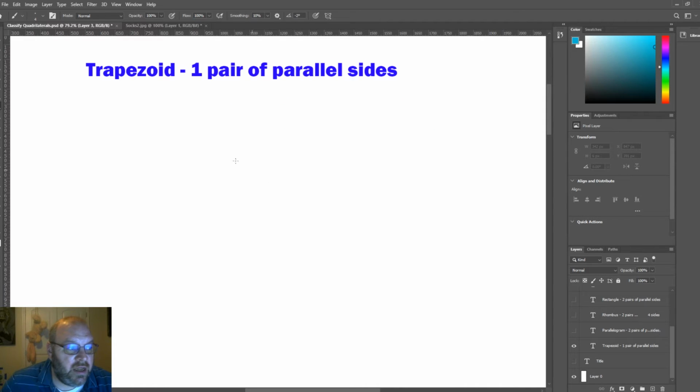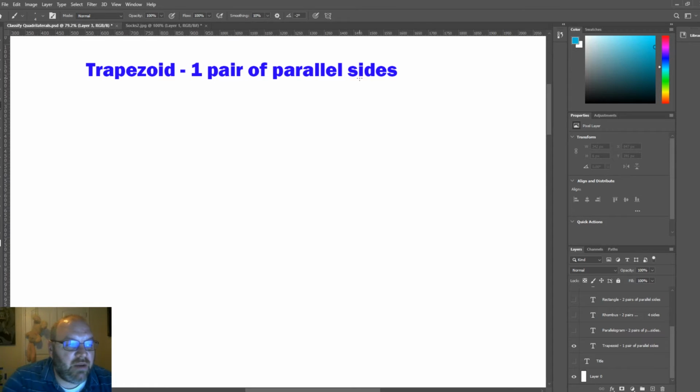We're going to start with a trapezoid. A trapezoid is one pair of parallel sides. Okay, we know what parallel means. Parallel means they go on and never touch. So there's one pair of parallel sides.